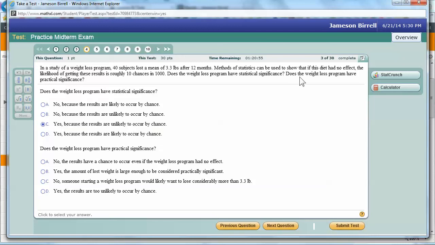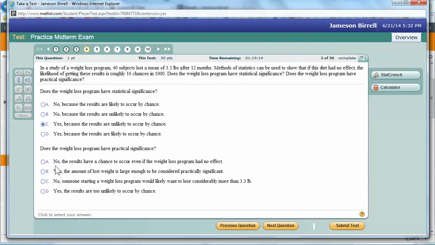Then the rest of the question, does the weight loss program have practical significance? So it does have statistical significance, assuming that methods of statistics were done to show that. But does it have practical? No. Because in 12 months, you would expect to lose more than 3.3 pounds. So it doesn't seem to be providing much value.